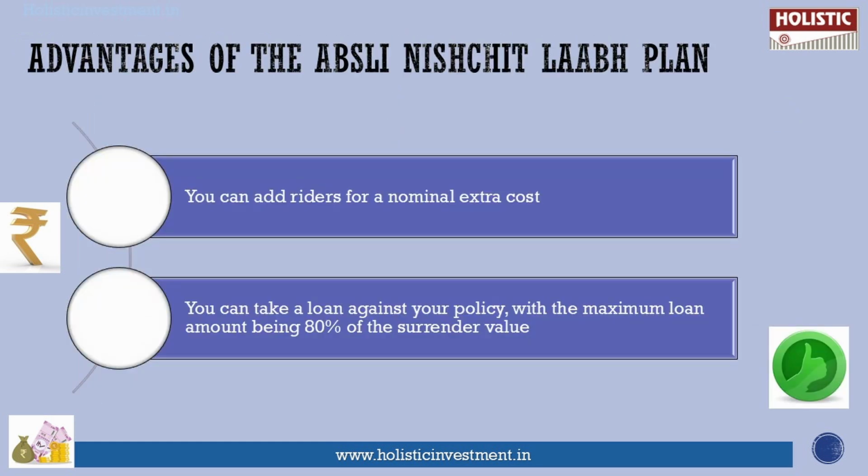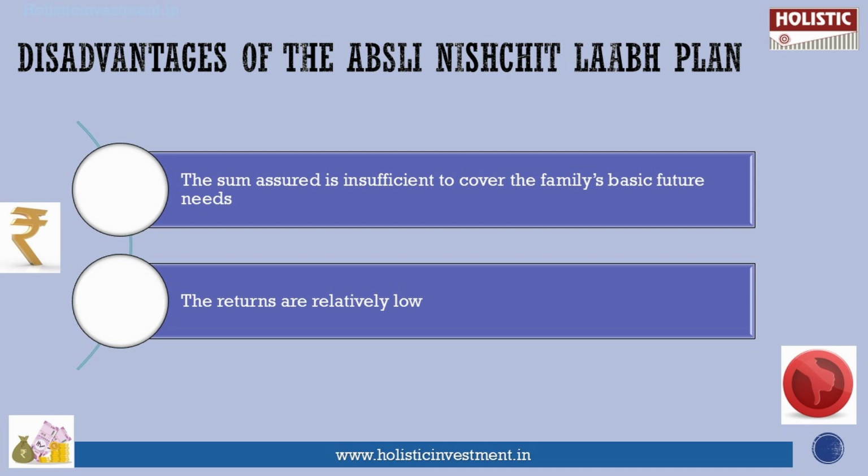Now let us move on to taking a look at the advantages and disadvantages of investing in the ABSLI Nishchit Laabh plan. First, let's take a look at the advantages. You can enhance your risk coverage during your policy term by adding riders for a nominal extra cost, and you can even take a loan against your policy, with a maximum loan amount being 80% of your surrender value. These are the advantages. Let's take a look at the disadvantages, as it's equally important to understand them, because disadvantages reveal the potential risk you might be undertaking by choosing to invest in this policy.